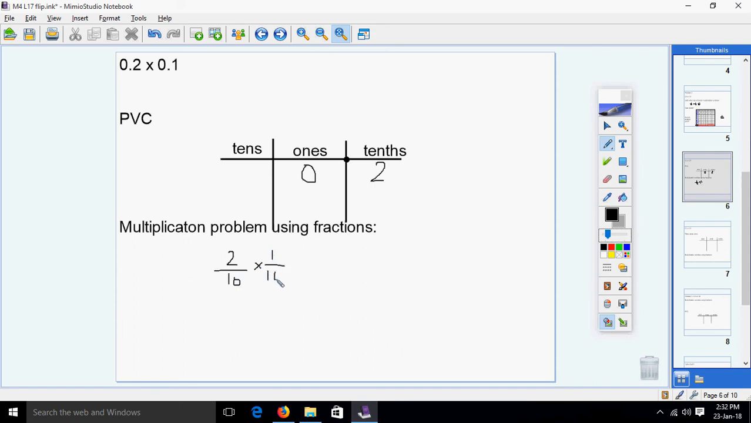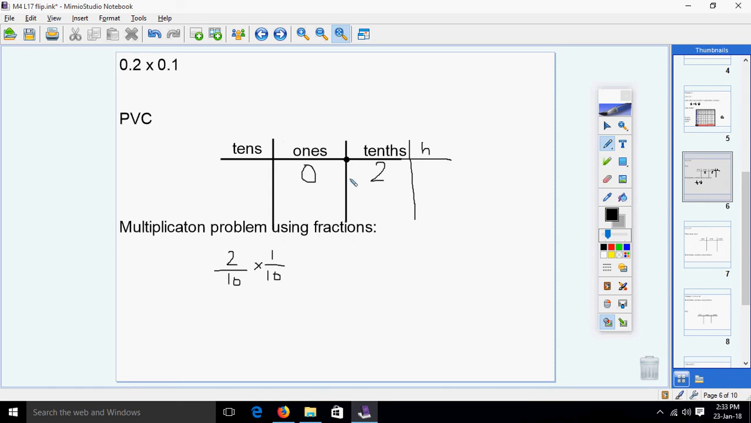Now, when we're multiplying fractions by fractions, I think you guys have realized the pattern, right? 2 times 1, 10 times 10, okay? So what I'm going to do is show that here on my place value chart. I ended at tenths here, but I actually need to keep going into my hundredths. I'm just going to put an H there.